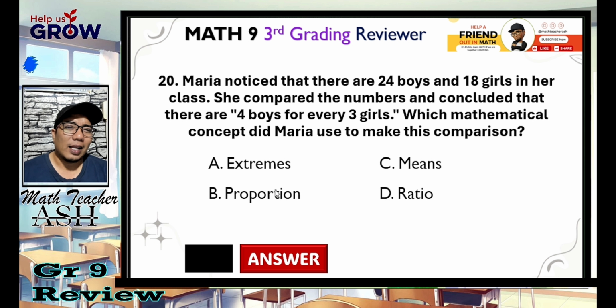Now let us go to question number 20. Maria noticed that there are 24 boys and 18 girls in her class. She compared the numbers and concluded that there are 4 boys for every 3 girls. Which mathematical concept did Maria use to make this comparison? Is it A, extremes, B, proportion, C, means, or D, ratio? I'll give you 5 seconds to think about your answer.